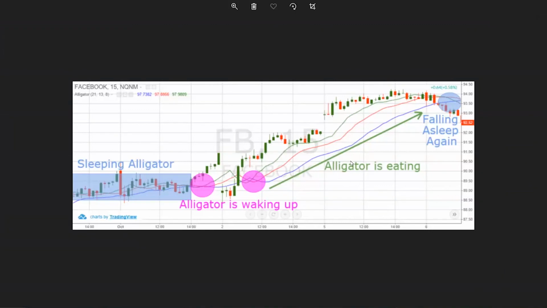Now we will go to the next one. The alligator is eating. This is when we should also be eating, but not a burger, not anything literal, it means profit for us as traders.